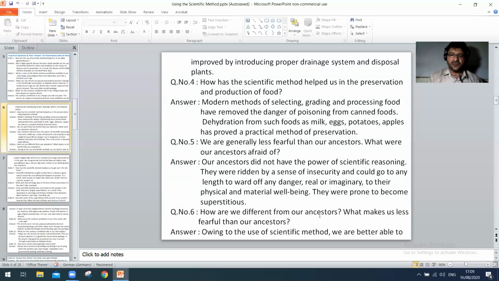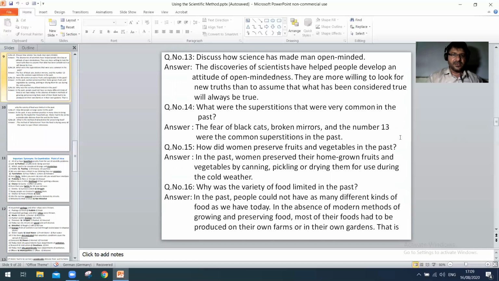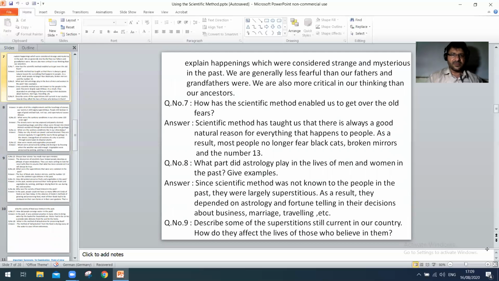Question number six. How are we different from our ancestors? What makes us less fearful than our ancestors? Owing to the use of scientific method, we are better able to explain happenings which were considered strange and mysterious in the past. We are generally less fearful than our fathers and grandfathers were. We are also more critical in our thinking than our ancestors.